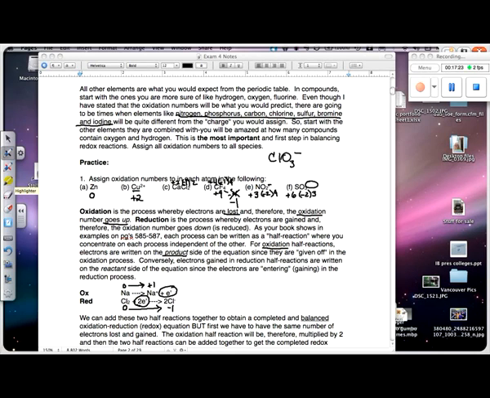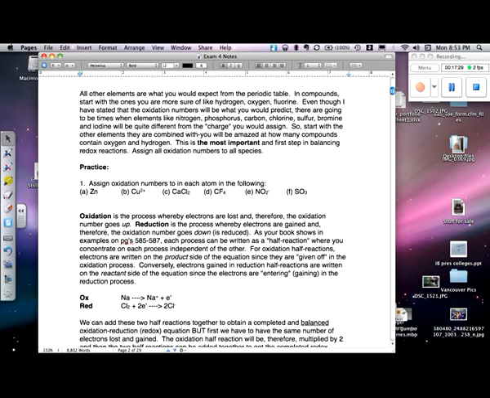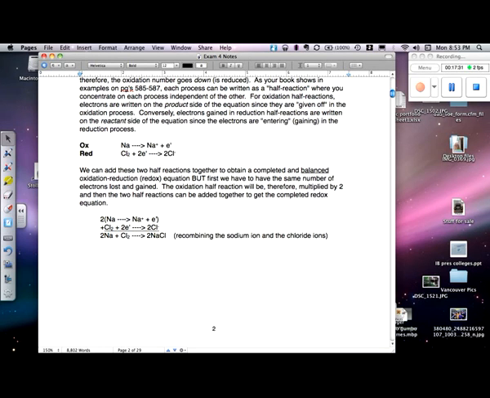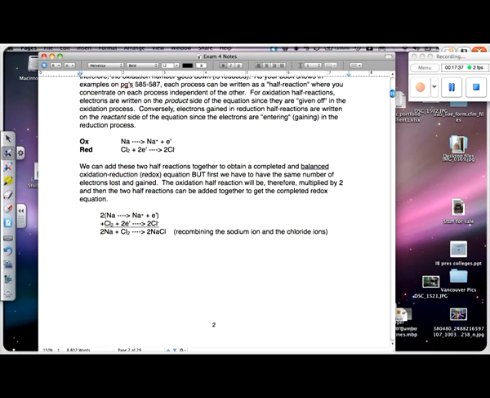What we do with the half reactions is we add them together after we've added electrons and so on to get a complete and balanced redox reaction. That's just a shorthand way of saying oxidation reduction. But you have to have these electrons be the same. You can't lose one and gain two. Where's that second electron coming from? So the number of electrons in the two half reactions must be equal.